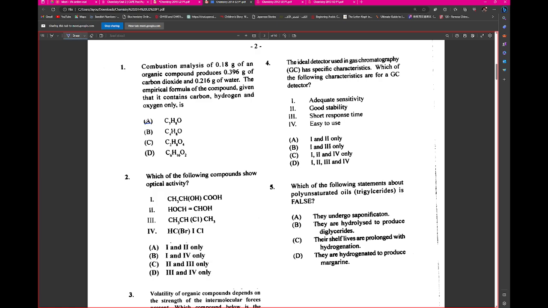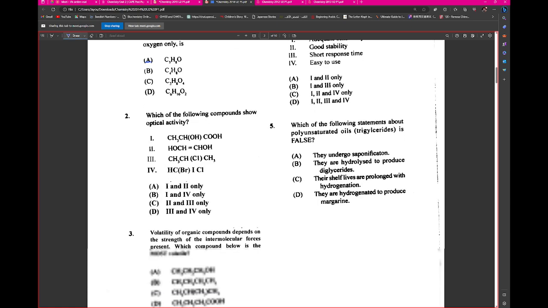I personally don't believe in doing overs. Alright, number 2. Which of the following compounds show optical activity? 1 and what? 1 and 4? 1 and 4.